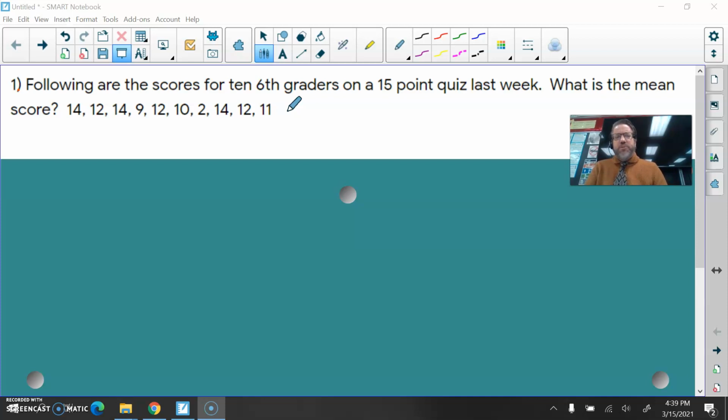Should I put them in order anyway, though? Maybe I will, least to greatest. We have a 2 here. I like to line them up directly underneath the numbers in my original list.